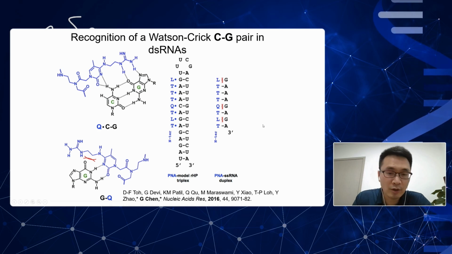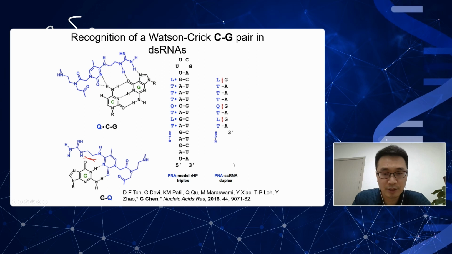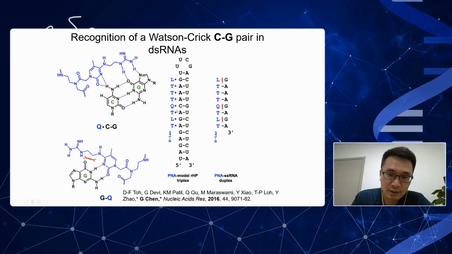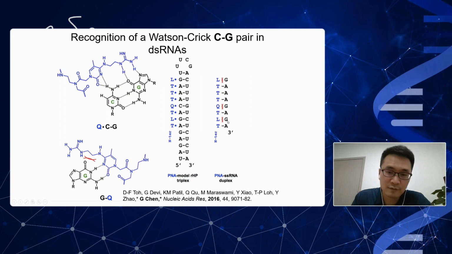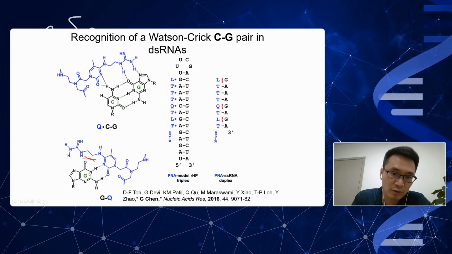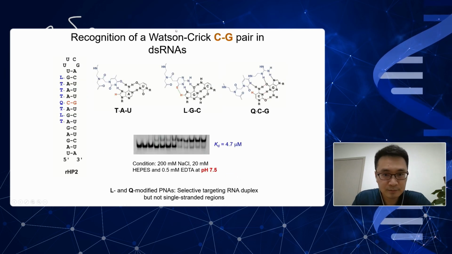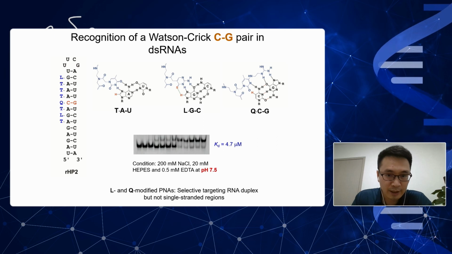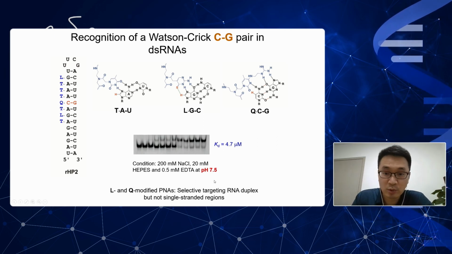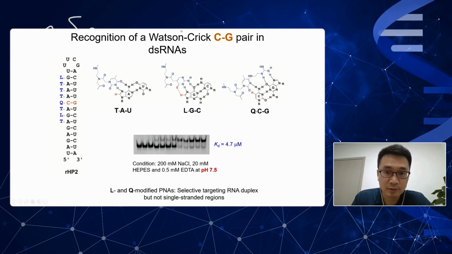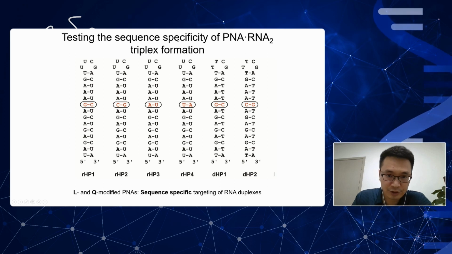Similarly, we also tested the binding between the Q-modified PNA and RNA structures. We see that the Q-modified PNA has selective binding to double-stranded RNA over single-stranded RNA because there's a steric clash in the QG pair if they form the Watson-Crick-like pair. I have to speed up. We also show that the binding is happening at pH 7.5 instead of pH 6.0, which is much better than traditional TFO.